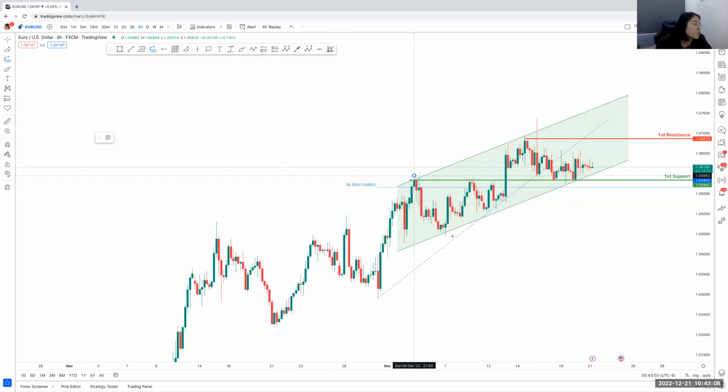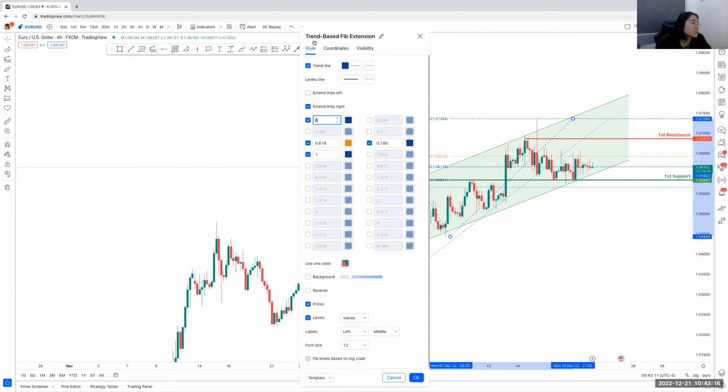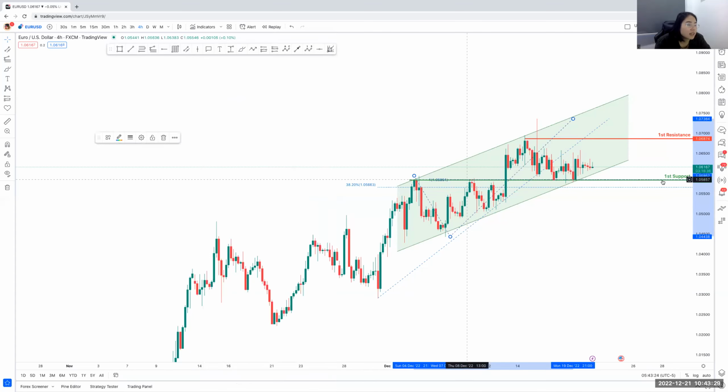Okay, now I'm going to look for Fibonacci projection. Okay, very good. I see 100% Fibonacci projection lining up exactly on top of the first support. I'm going to get rid of the 0, the 61.8, and the 78.6. I'm going to press OK. Then we can see that, yes, definitely at the first support area, there is strength. There is resistance at the first support.